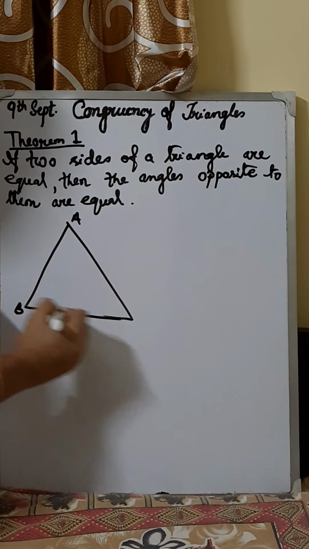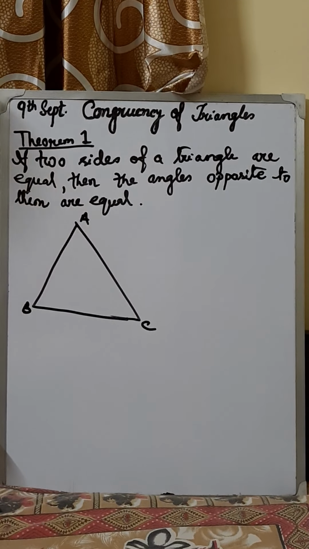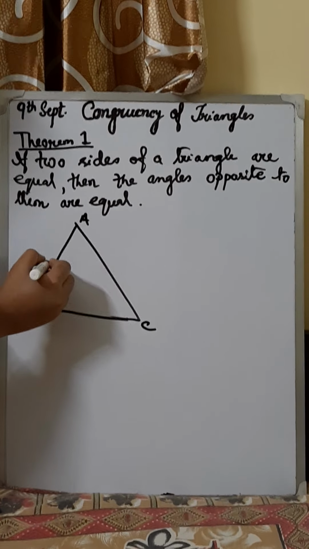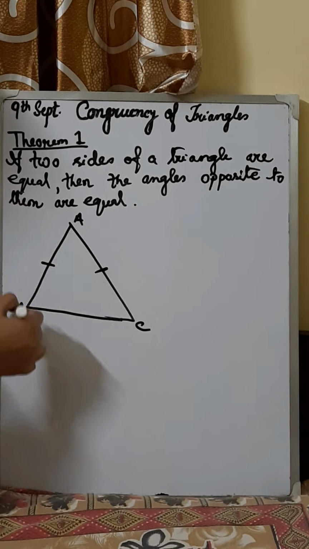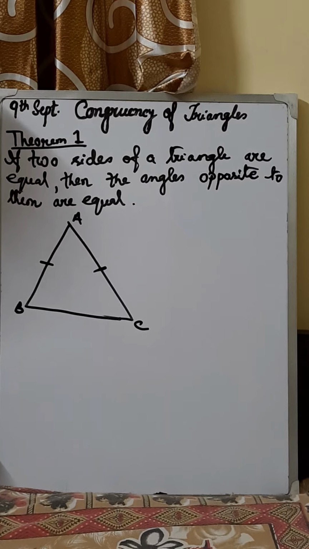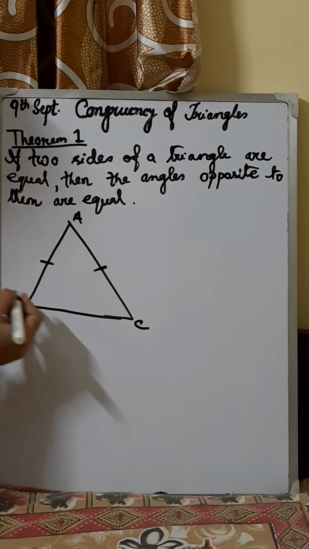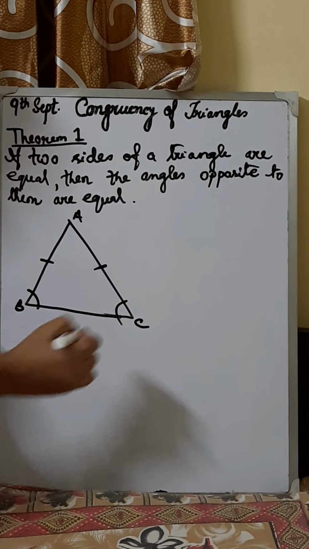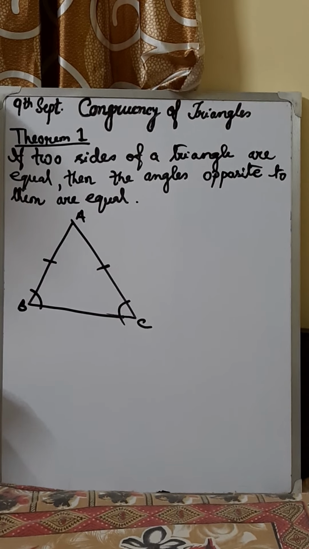Triangle ABC. See, if two sides of a triangle are equal, that means suppose side AB equals side AC, you should prove that the angles opposite to them are also equal. That means you should prove that angle B equals angle C. For that, first what do we do?